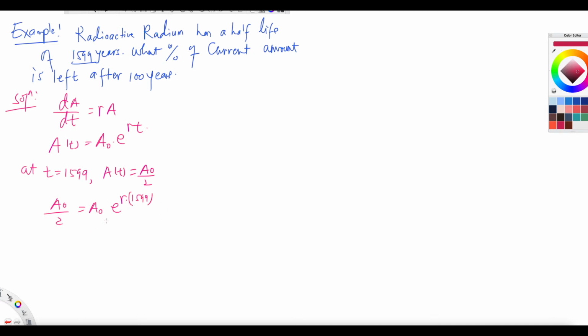Now divide by A0. What do you get? You get 1/2 = e^(1599R). Let us take the natural log. You get 1599R = ln(1/2). So R will be the natural log of 1/2 divided by 1599.